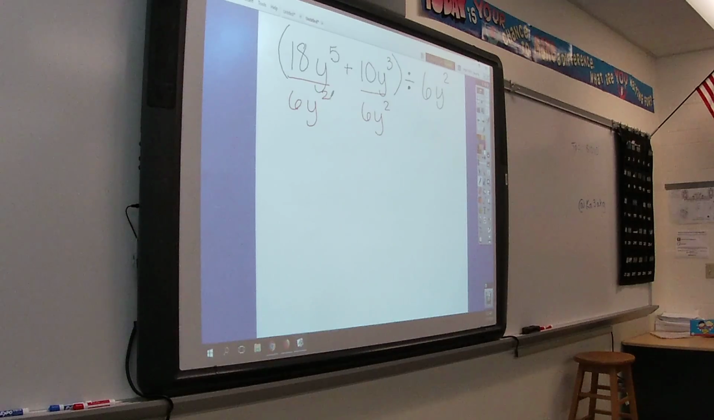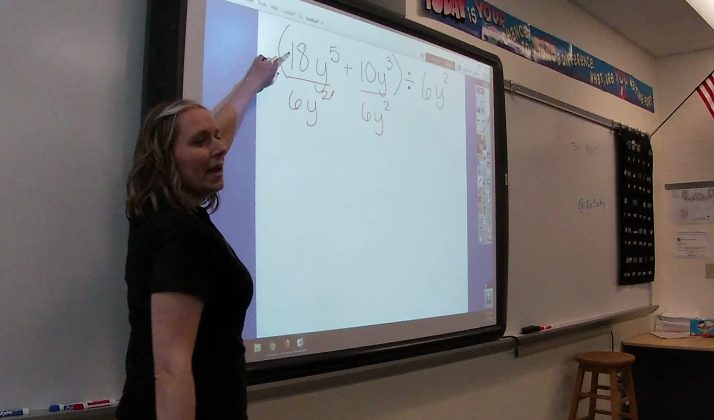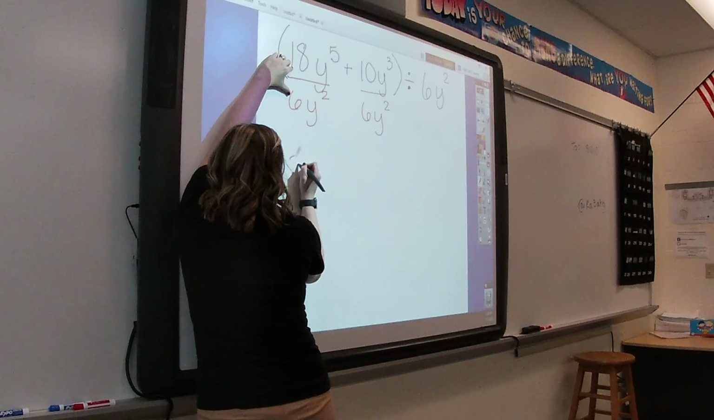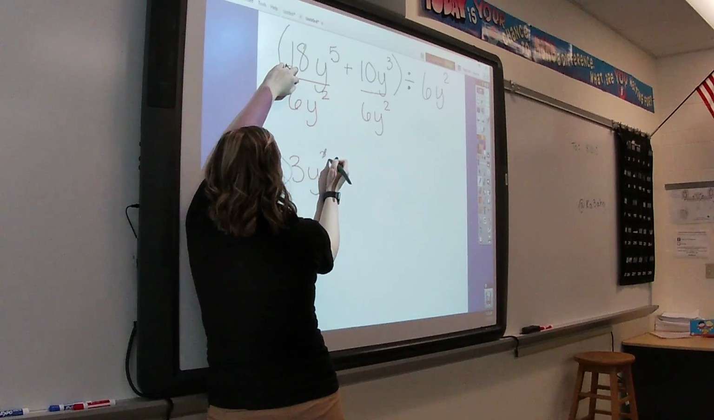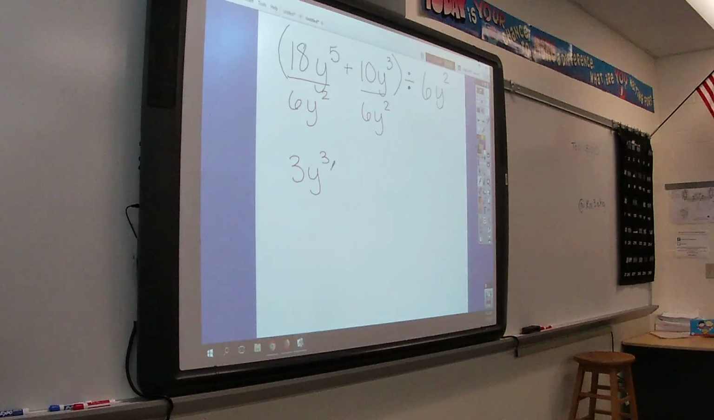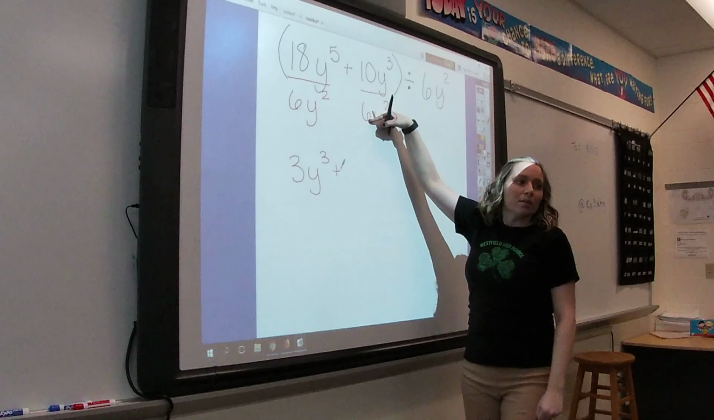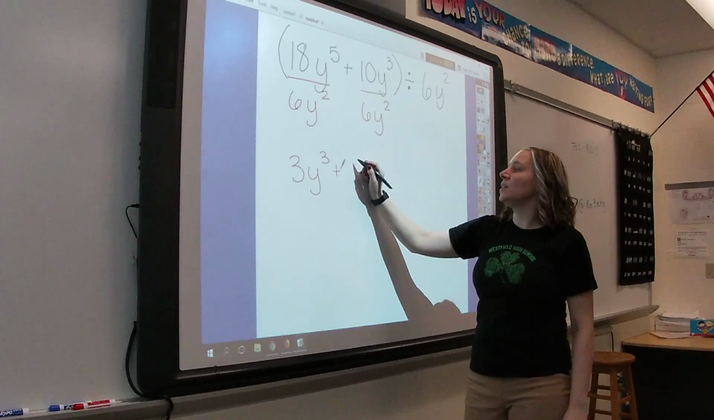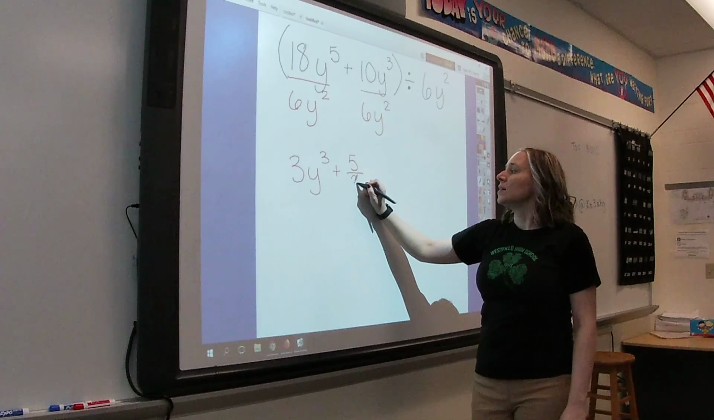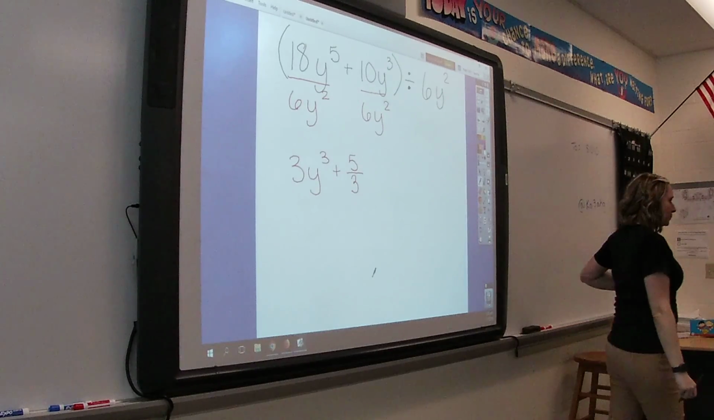Are we allowed to have a decimal? Yes, as long as you don't round, right? No approximating. But you don't need a decimal here. So 18 divided by 6 is 3 y to the 3rd. 5 minus 2 is 3. Okay, 10 over 6. If we do a decimal, we get a repeating decimal. But just reduce it. Leave it as a fraction. 2 will go into each of them. So 10 divided by 2 is 5. 6 divided by 2 is 3.